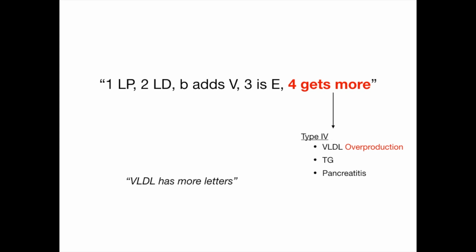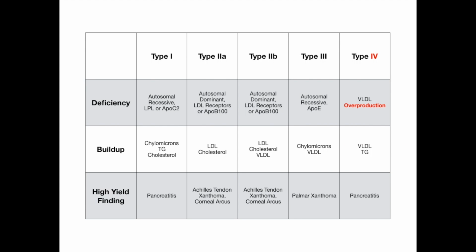Now, in addition to 4 gets more, type 4 is due to more VLDL or an overproduction of VLDL. You can also memorize that VLDL has more letters, right? So it's got more letters than LDL, more letters than IDL, more letters than TG. So that can also help you remember that this is due to VLDL. Okay, so let's look at the chart. Type 4 gets more. So it's due to VLDL overproduction, right? More VLDL. So you're building up VLDL, but you're also building up triglycerides because that's a consequence of too much VLDL. And if there are too many triglycerides, of course you get pancreatitis, okay?